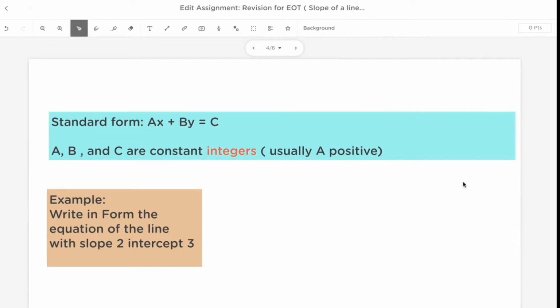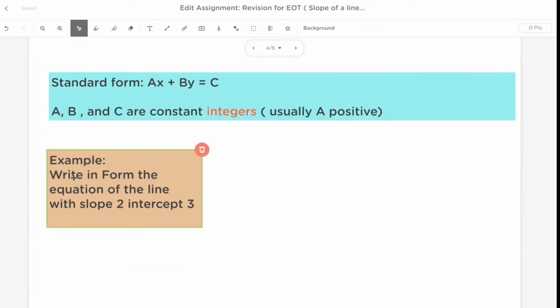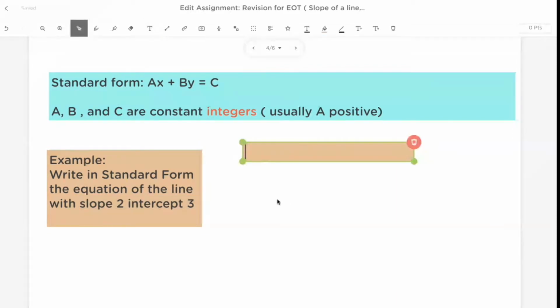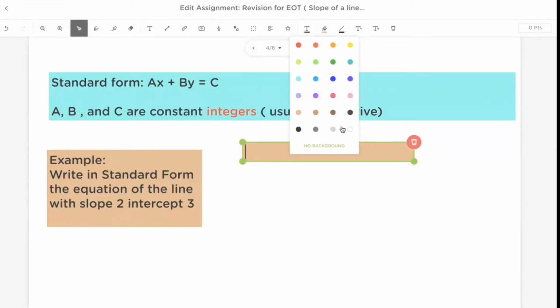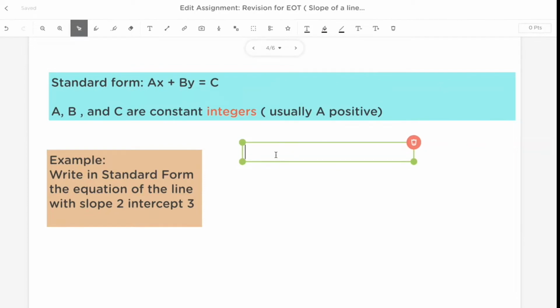Okay. Now, here's an example. Write in standard form the equation of the line with slope 2 and intercept 3. Because they gave you slope and intercept, you start with slope intercept form. That's how you start. Despite they didn't ask you to do that, still, that's how you start. The best way to start is to think about slope intercept form, because you have the slope and you have the intercept. y equals what? Who can tell me?